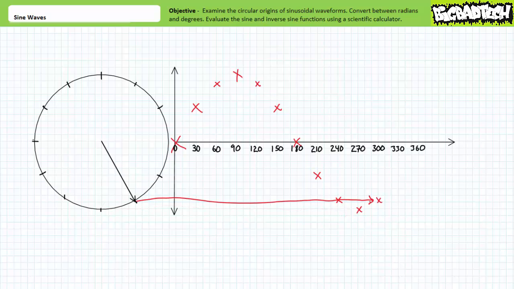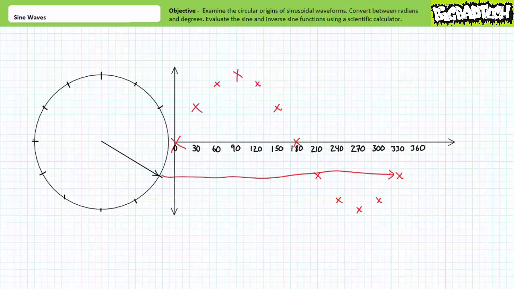At 300 degrees, the point is 0.866 units below the x-axis, and the value of the sine function is negative 0.8660. At 330 degrees, the point is 0.5 units below the x-axis, and the value of the sine function is negative 0.5. Finally, at 360 degrees, or 0 degrees, we're all the way around the circle, 0 units above the x-axis, and the value of the sine function is 0. Continued travel in the counterclockwise direction would see this same cycle repeat itself.